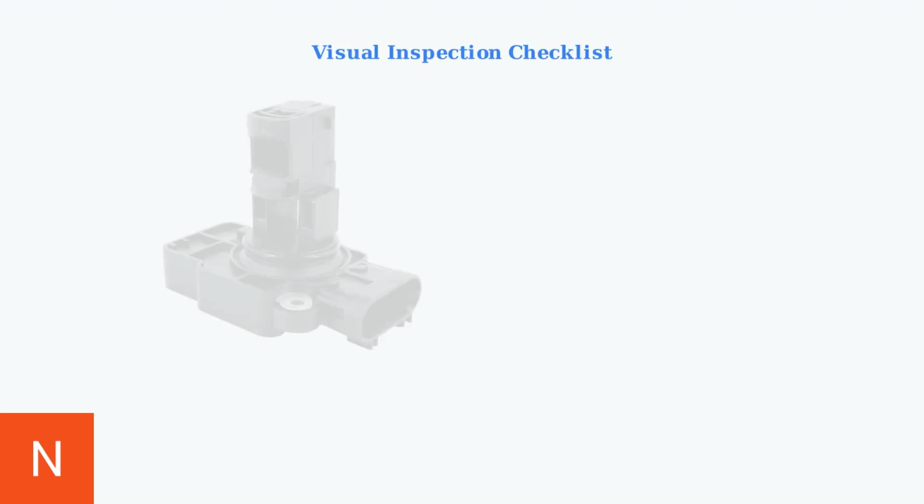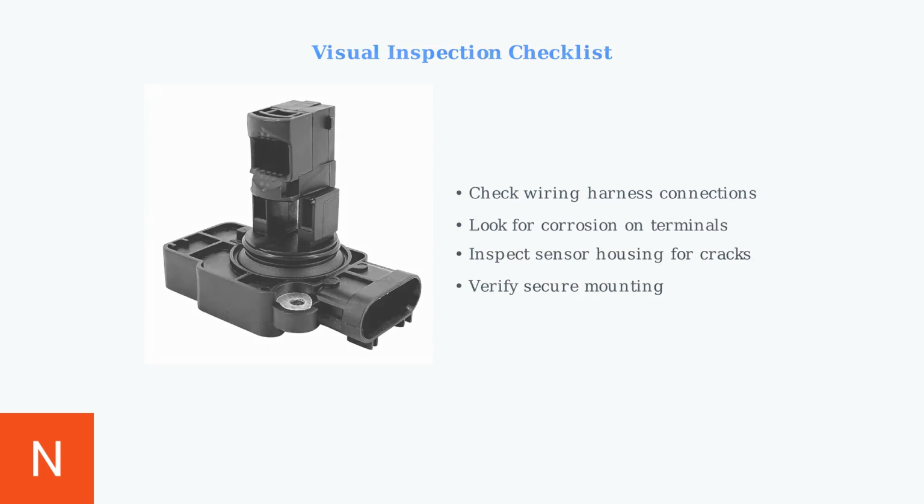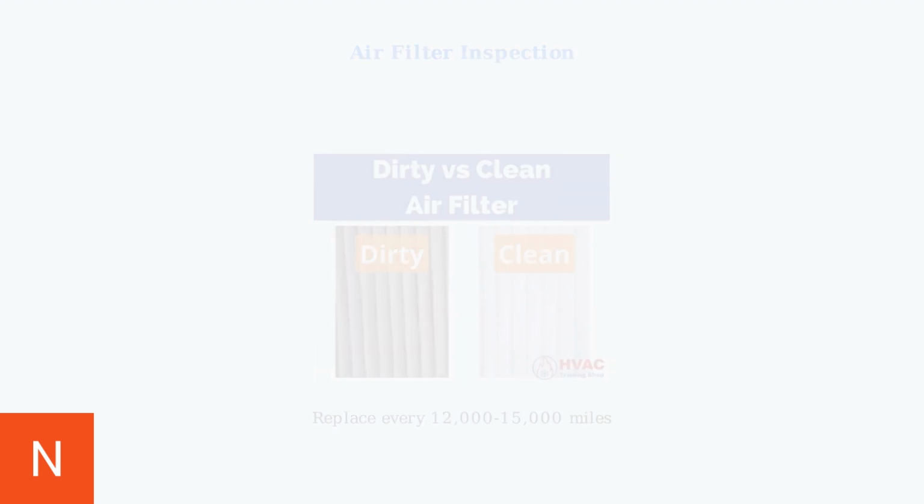The first step in troubleshooting P0101 is a thorough visual inspection. Check the MAF sensor and its wiring harness for any obvious damage, corrosion, or loose connections. Next, check the air filter condition. A dirty or clogged air filter can cause incorrect airflow readings and trigger the P0101 code. Replace the filter if it appears dirty or has exceeded its service interval.